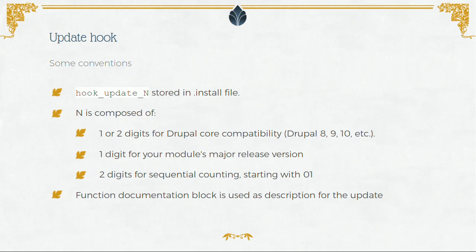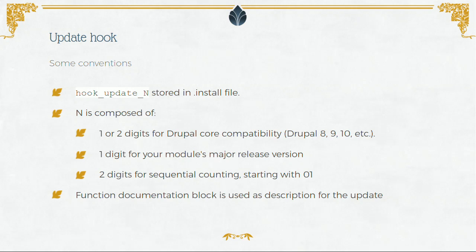Let's talk about the nomenclature of the update hook. In this update hook, we have N at the end, which has a significant importance, because the first digit of N represents the core version, the major version. If it's Drupal 7, it will be 7, and for Drupal 8, it will be 8. In Drupal 10, we will see how we will tackle this situation, but for all major versions of Drupal 8, it's 8.